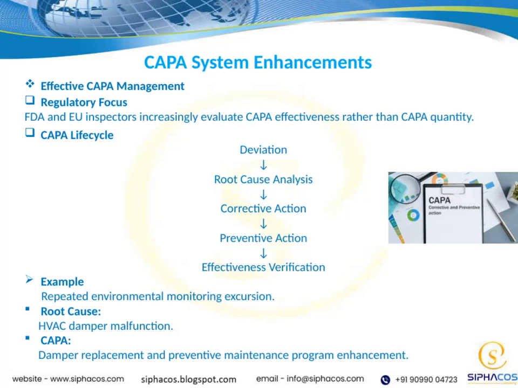Let's talk about improving how we manage CAPA, that's corrective and preventive actions. Regulators like the FDA and EU inspectors aren't just counting how many CAPAs we have anymore. They're focusing on how effective those actions really are. The CAPA lifecycle starts with identifying a deviation, then digging into the root cause. Next, we implement corrective and preventive steps, and finally, verify if those actions worked. For example, a repeated environmental monitoring issue might trace back to a faulty HVAC damper. Fixing that and boosting maintenance helps prevent it from happening again.